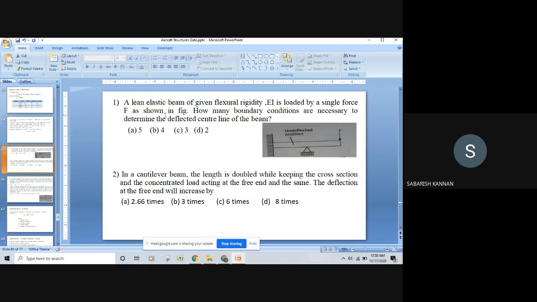Now just see the second one. In a cantilever beam, the length is doubled while keeping the cross section and the concentrated load acting at the free end the same. The deflection at the free end will increase by?